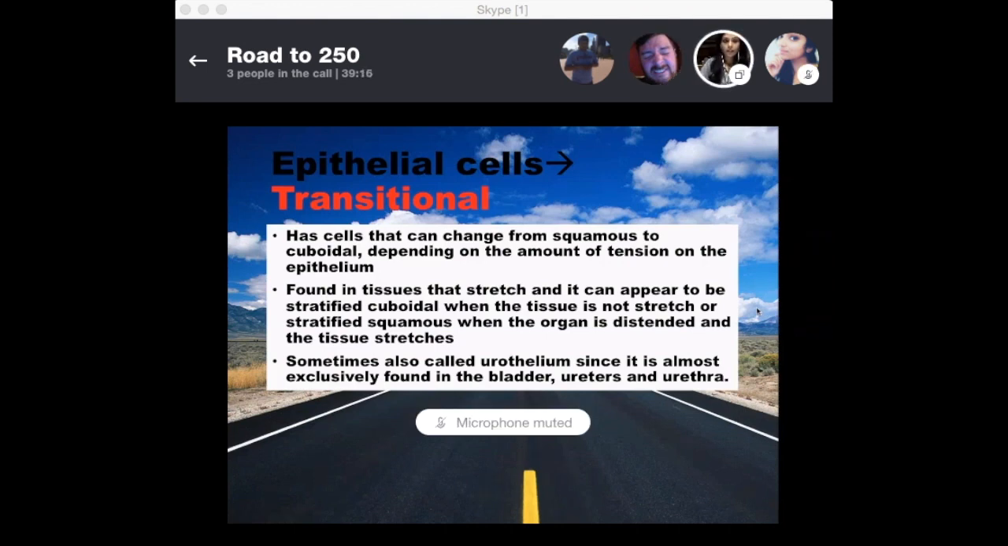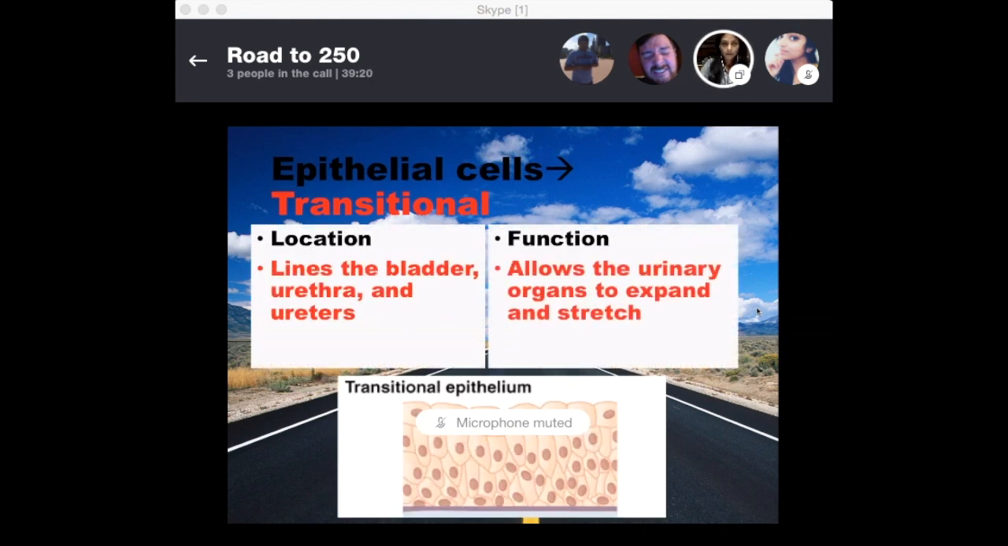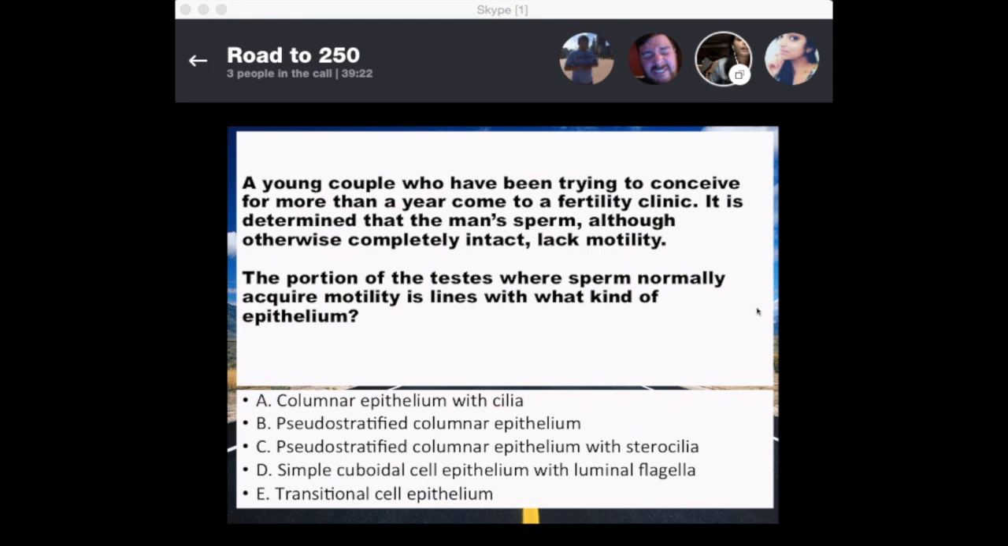Okay. So I have two questions for us. The first one: a young couple who have been trying to conceive for more than a year come to a fertility clinic. It is determined that the man's sperm, although otherwise completely intact, lack motility. The portion of the testes where sperm normally acquire its motility is lined with what type of epithelium?